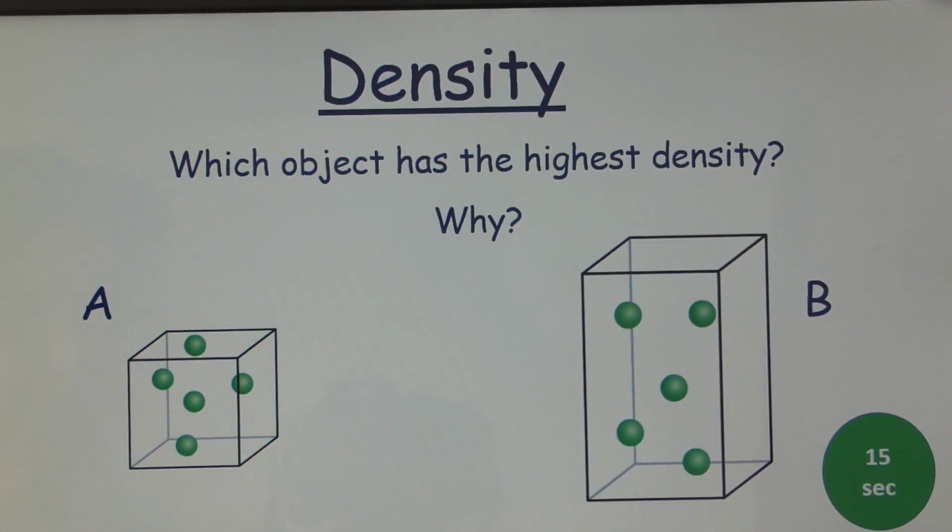Your first question: which object has the highest density, A or B, and why? 15 seconds to decide.